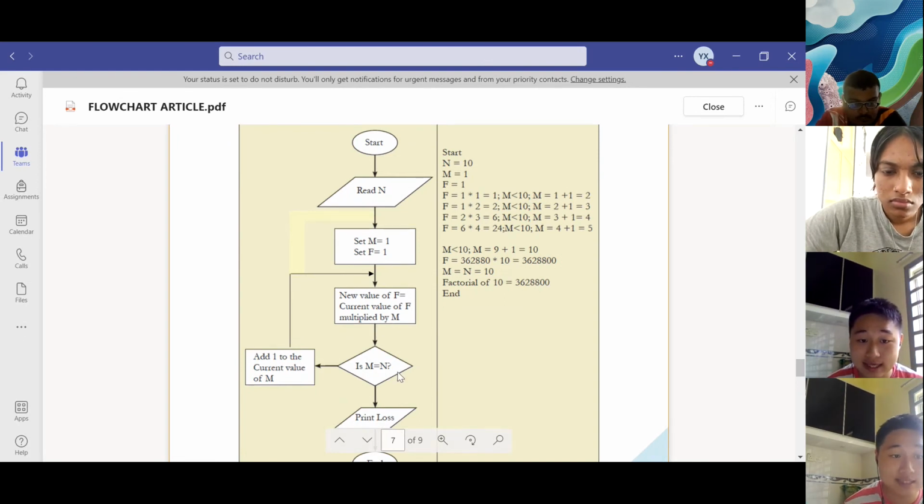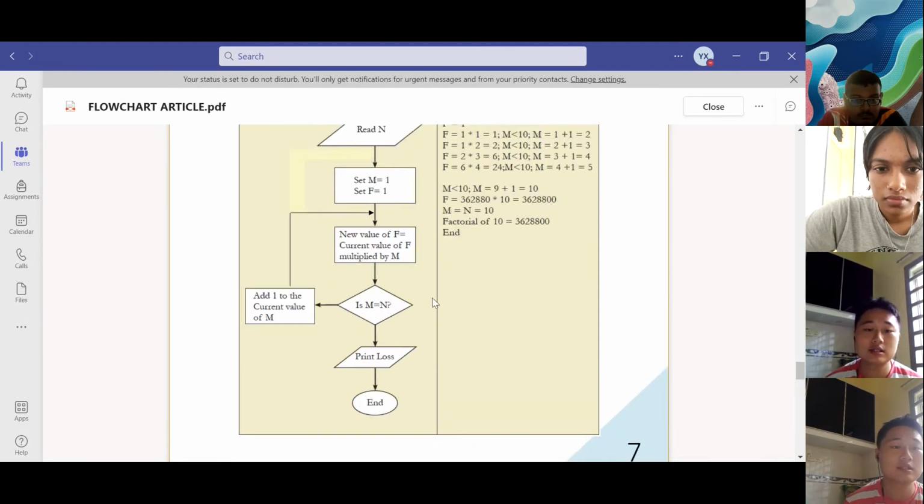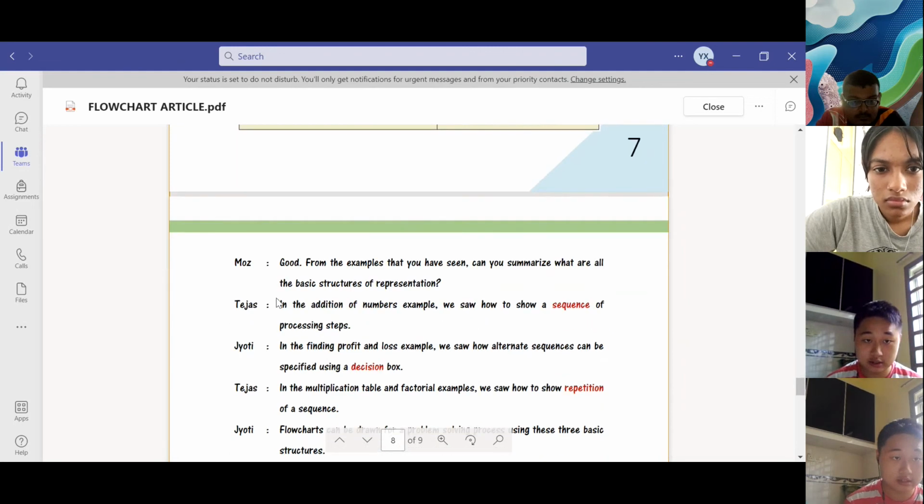So is n equal to 10? If no, we add one to the current value of n. And then until it becomes 10, so that n is equal to 10, and then the factorial of 10 becomes 3,628,800. So we print the result, which is the output, and here's the end. Finish the flowchart. Good.